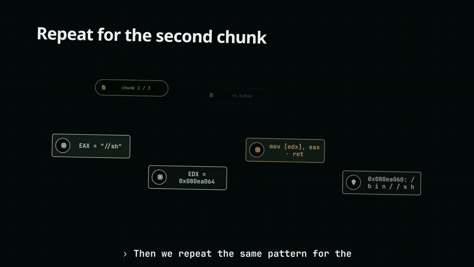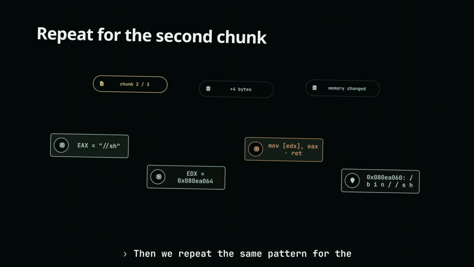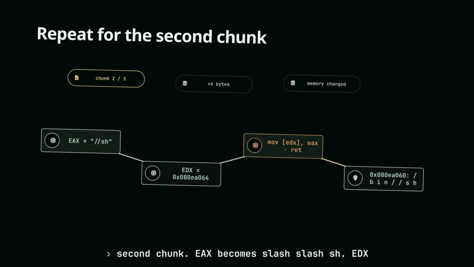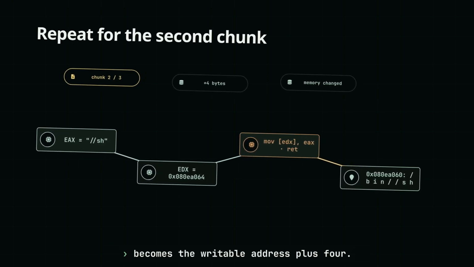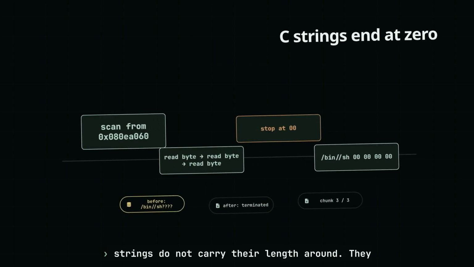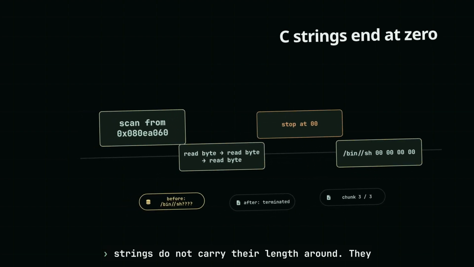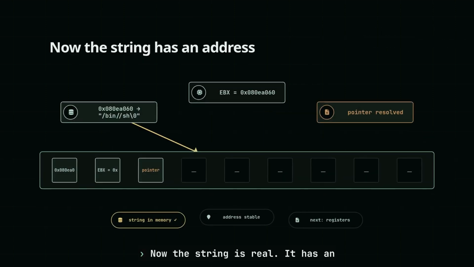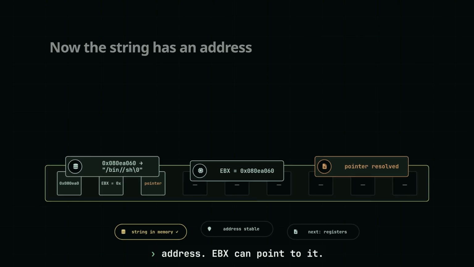Then we repeat the same pattern for the second chunk. EAX becomes /sh. EDX becomes the writable address plus 4. And then we write 0 afterwards. C strings do not carry their length around. They end when a 0 byte appears. Now the string is real. It has an address. EBX can point to it.